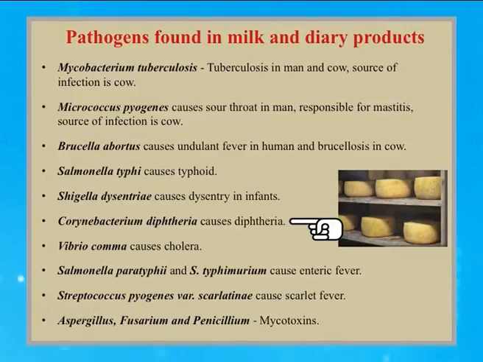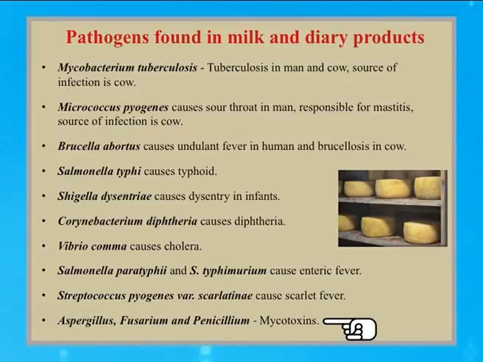Corynebacterium diphtheriae causes diphtheria. Vibrio cholerae causes cholera. Salmonella paratyphi and Salmonella typhimurium cause enteric fever. Streptococcus pyogenes variety scarlatinae causes scarlet fever.